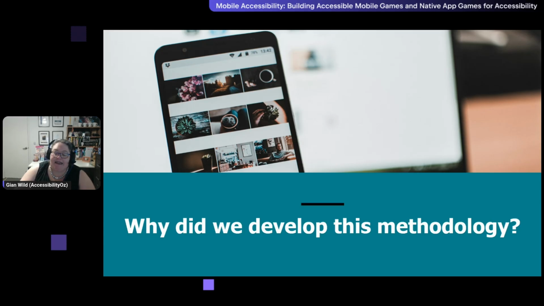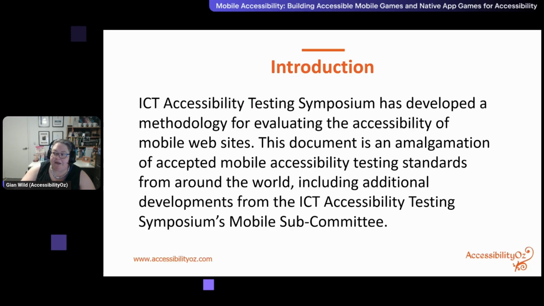mobile. And so at a conference called the ICT Accessibility Testing Symposium in 2017, we all got together as a community. So we were all accessibility testing specialists. And at the end of that conference, they always have a town hall where they say, hey, what is it that you would like to see change in the community? And in 2017, the overwhelming discussion was around how there weren't guidelines for mobile accessibility.